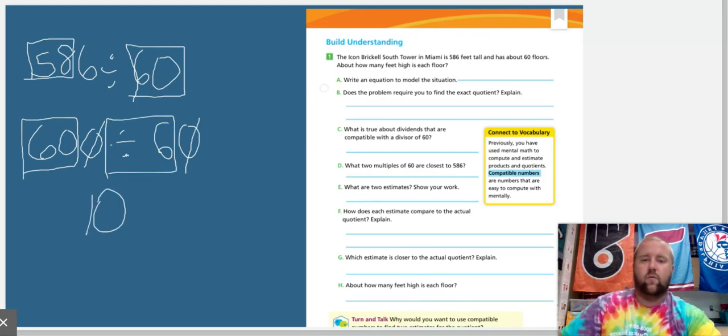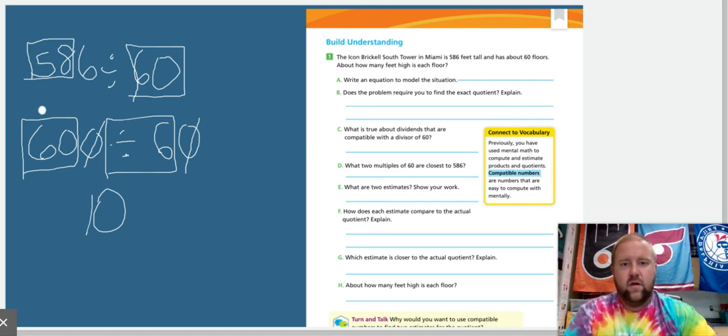Now, to focus a little more on the extra here, it says to write an equation. We did the equation. Does the problem require you to find the exact answer? Well, no, because it says about. So you would say no because it says about how much.